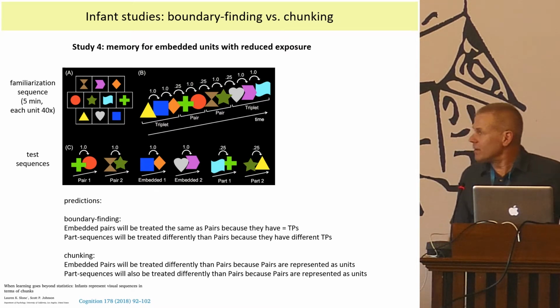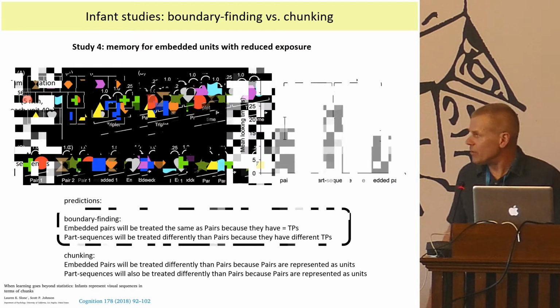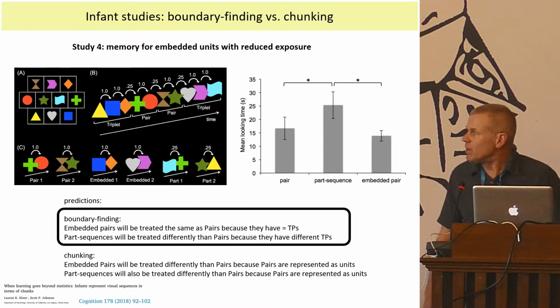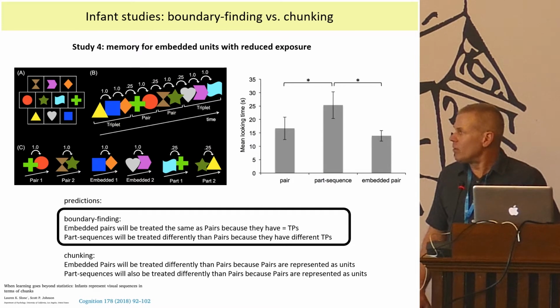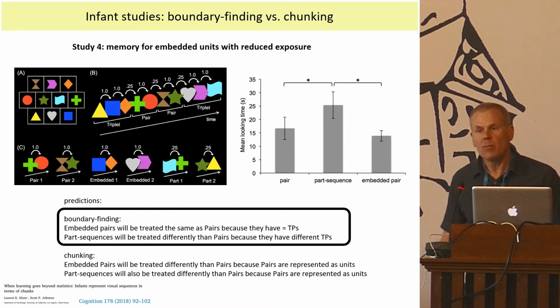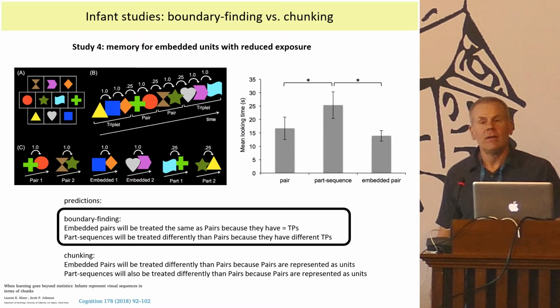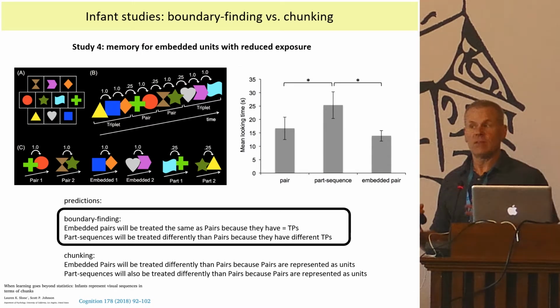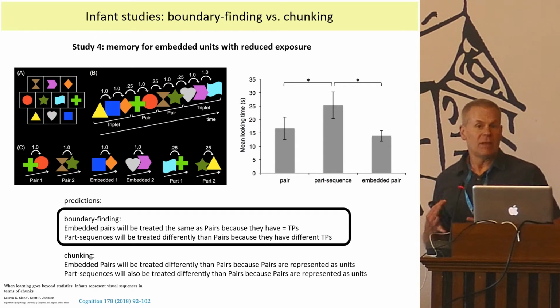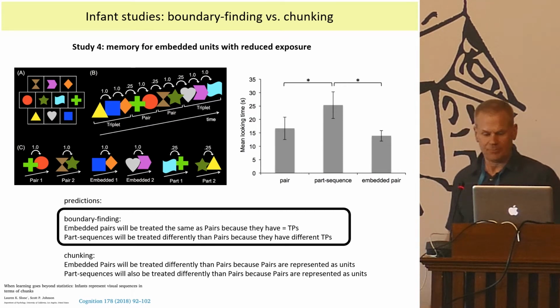And what we found was, in fact, consistent with the boundary finding model. The babies seemed to find the part sequence novel, but not the embedded pair. So the embedded pair seemed to be considered, for the babies anyway, the same as the pair. And that would be consistent with the boundary finding model because they both have the same transitional probabilities.